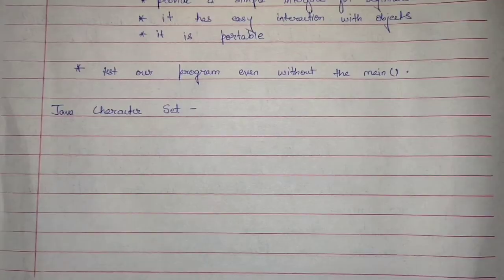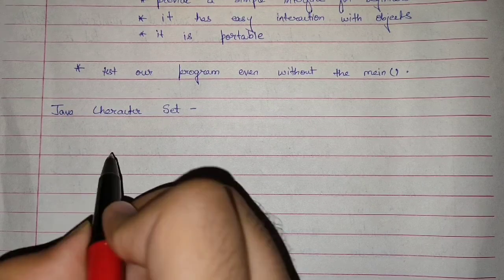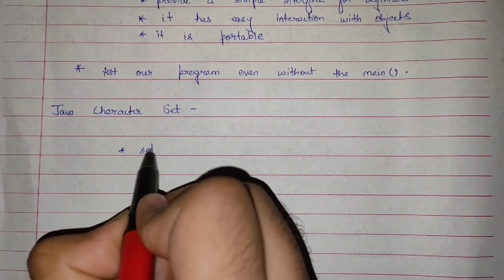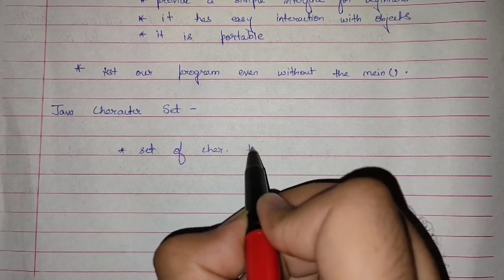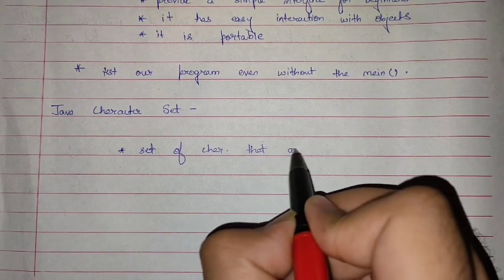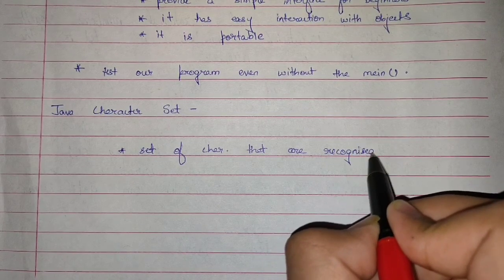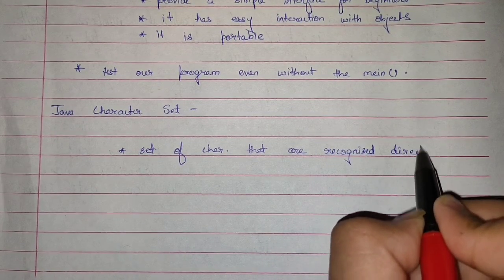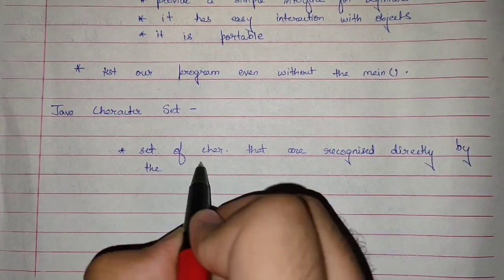Next we come to the Java character set. Java character set is a set of characters that the Java compiler can recognize directly. Set of characters that are recognized directly by the Java compiler.